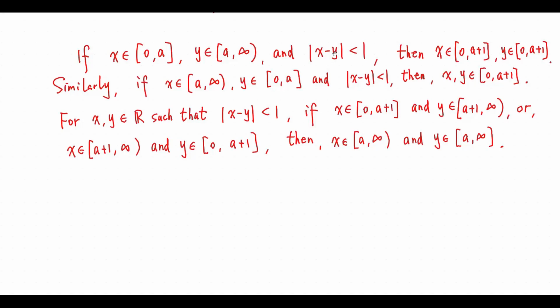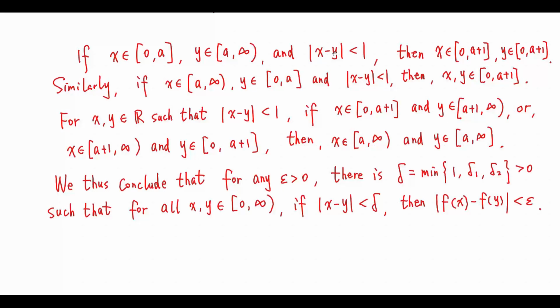We also see that for real numbers x, y such that the absolute value of x minus y is less than 1, if x is in the closed interval [0, a+1] and y is in the semi-closed interval [a+1, infinity), or x is in the semi-closed interval [a+1, infinity) and y is in the closed interval [0, a+1], then x, y are in the semi-closed interval [a, infinity).